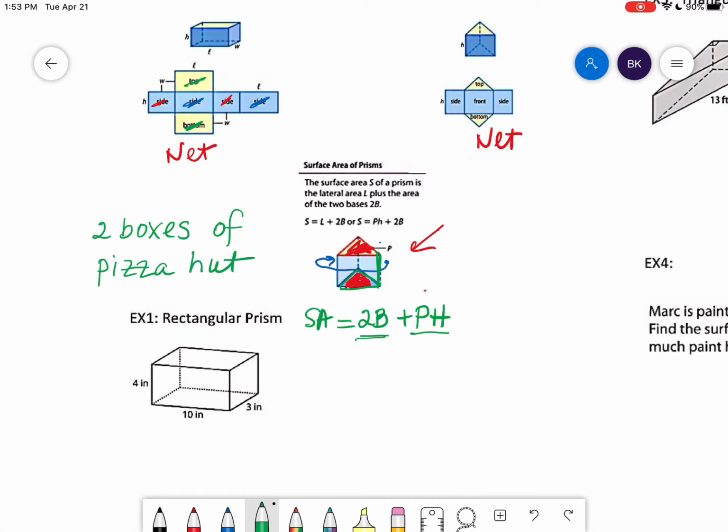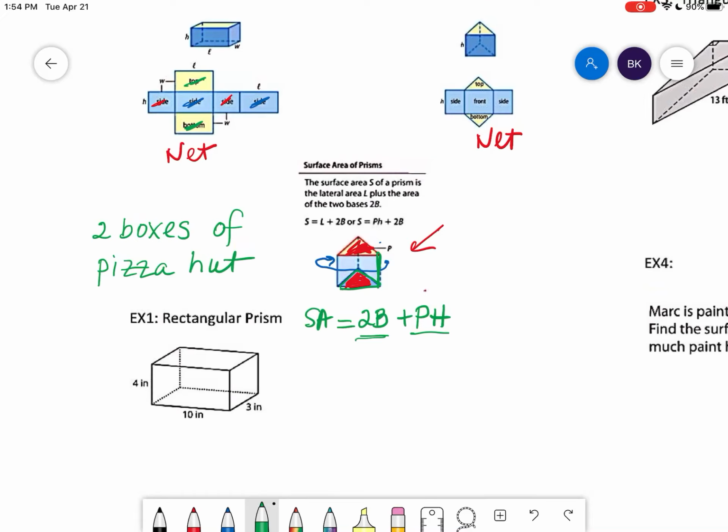I know this might be silly, but you know me, I like to have shortcuts, little phrases, little songs, little hand movements, to help us remember, and this is one of those. If you don't like it, don't use it, but I find it helpful because it helps me remember 2 boxes of Pizza Hut, 2B plus Ph.